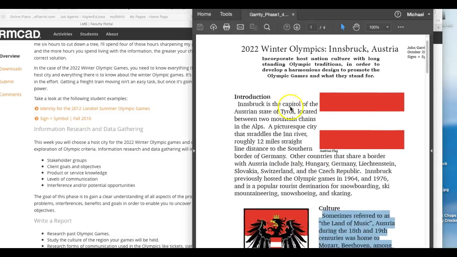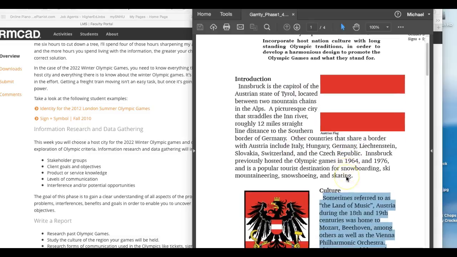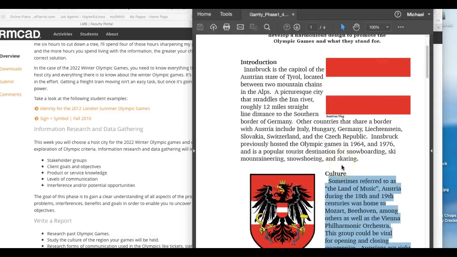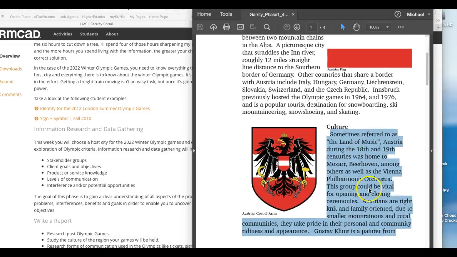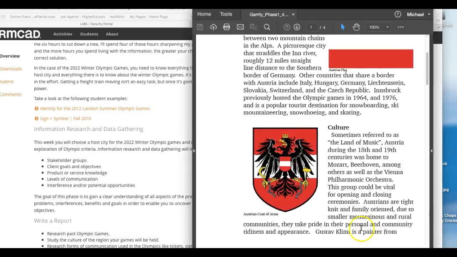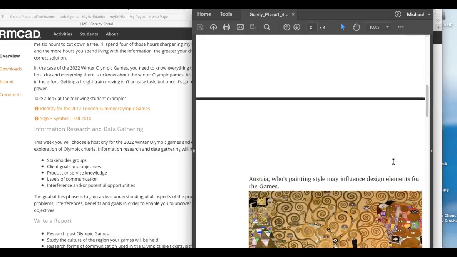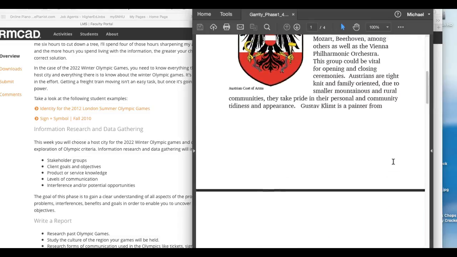So you've got your introduction. You talk about the location and the fact that it has hosted Olympic Games in the past. That's huge. Good job. Culture, you talk about the culture a little bit, and then you say, well, maybe there's something in here. And Gustav Klimt is Austrian, so maybe we could use him. And I think these are really like shotgun approaches.